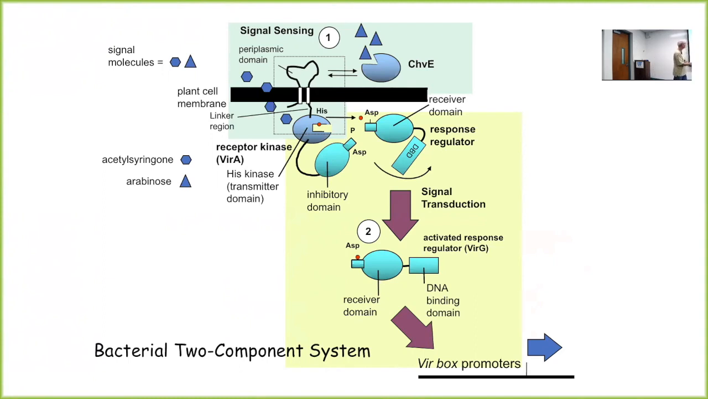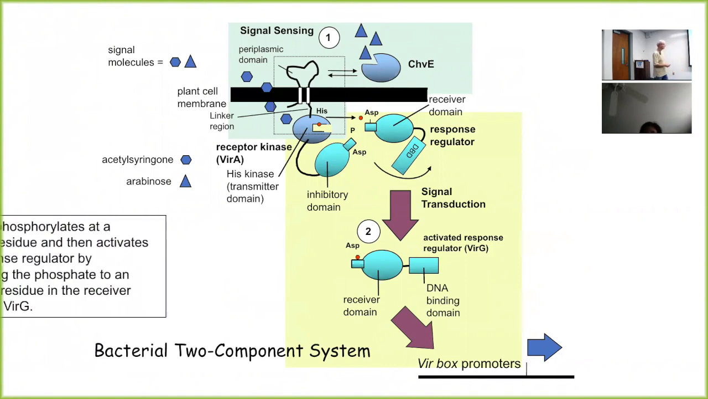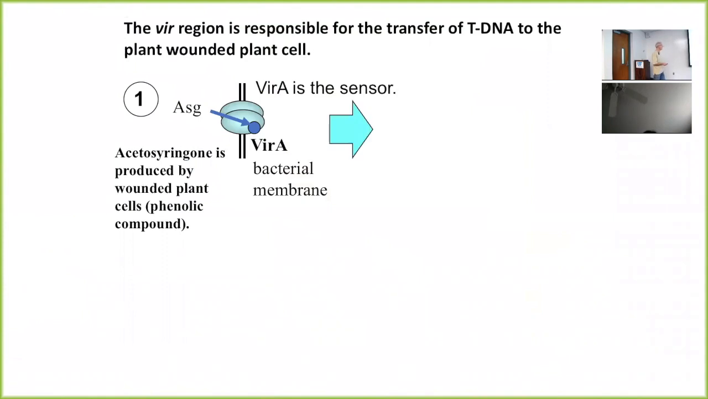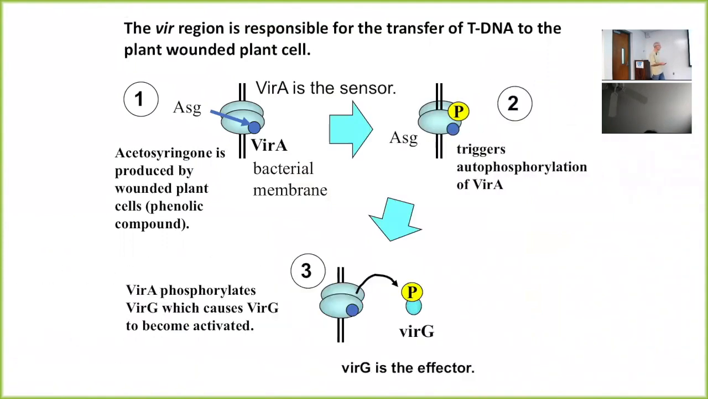So a two-component system, VirA the receptor, VirG the transcription factor, is activated by this transferase reaction, phosphotransfer, that now unmasks the DNA binding domain. So this now can go and bind to the vir box promoters in the vir region. See if we can get the light down here. Better. And here you see that happening.